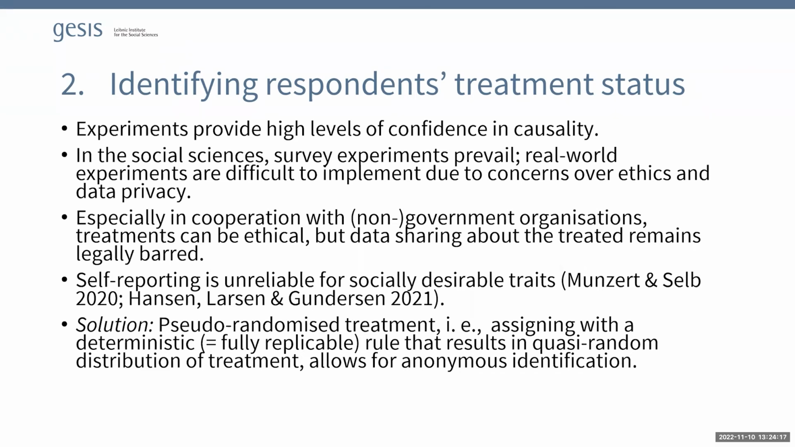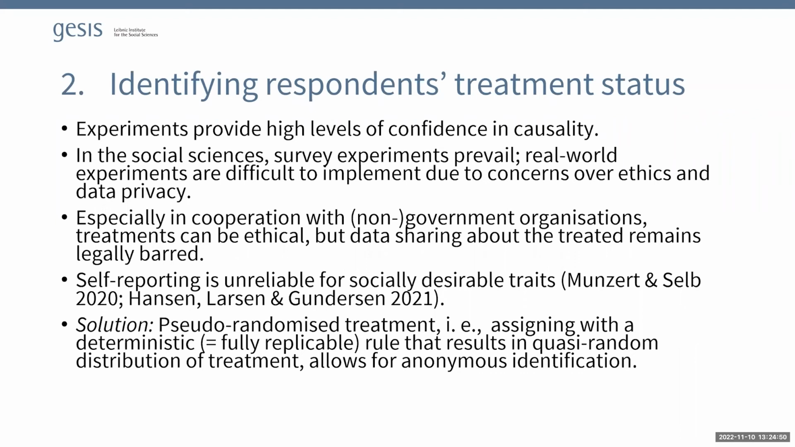That's why real-world experiments tend to be more valuable to social science research, but more difficult to implement due to ethical concerns, but also due to data privacy concerns. Now, let's assume a situation where we have overcome the ethical concerns and a government or non-government organization agreed to assign a treatment randomly to a subsample of a population.